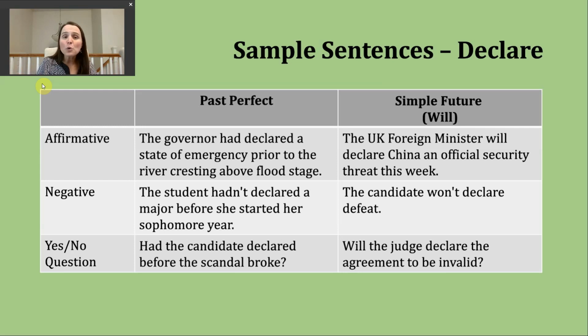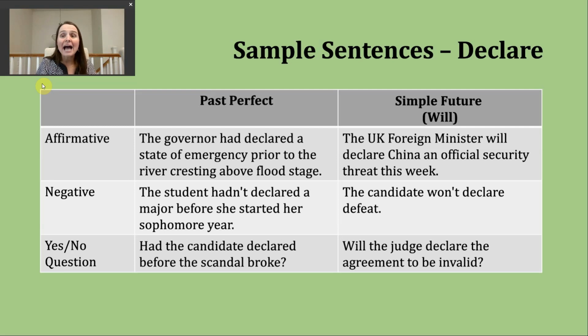To make a yes or no question in the past perfect, you start with had, then you have your subject, then the participle form of the verb. Here's another example. Had the candidate declared before the scandal broke? This is something very common in American politics. A lot of our political candidates will have different things that maybe they were trying to hide from the general public, but that eventually come out. So here we're wanting to know which event happened first.